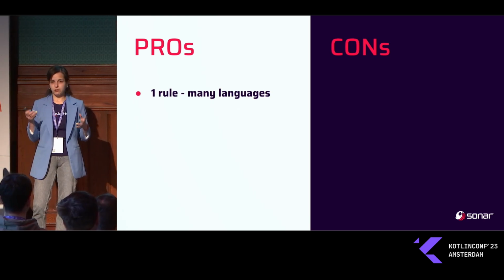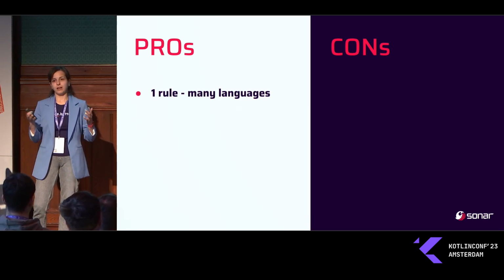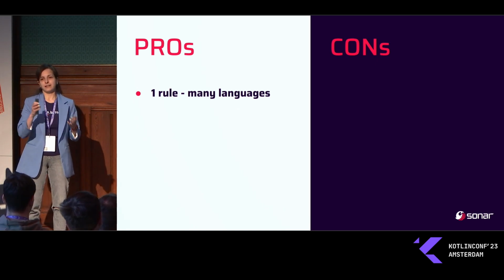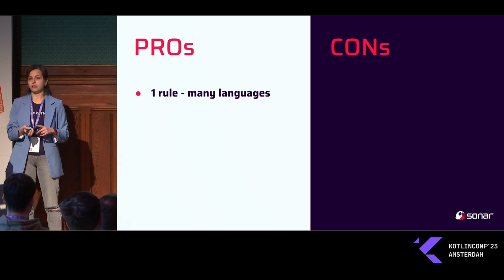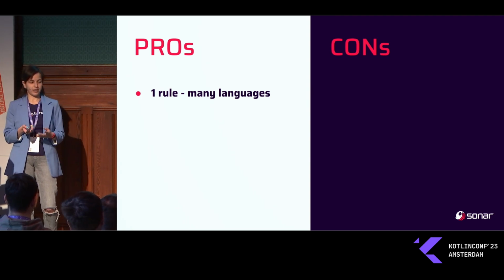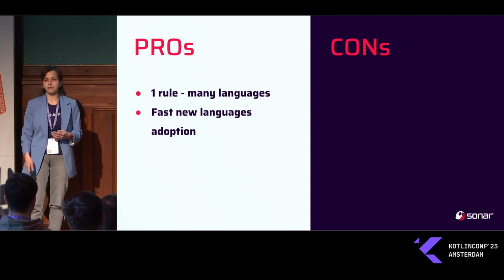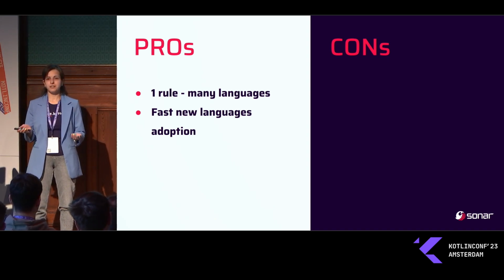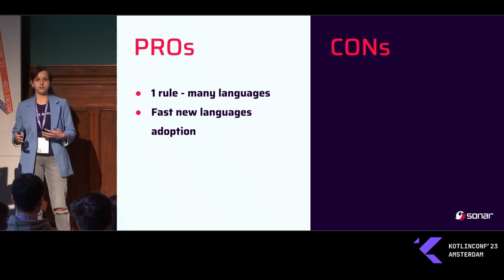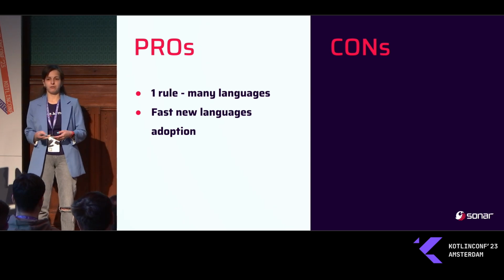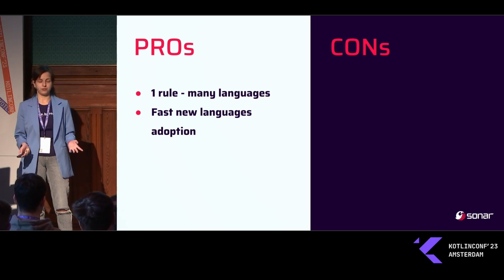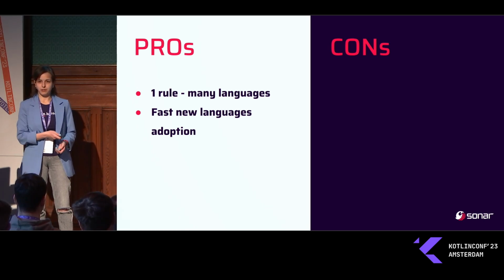First of all, you write one rule, and then it's available in many languages. We wrote one rule, and then it's present in Scala, Kotlin, Go, and Ruby. Then, if you want to add a new language, for example, if tomorrow we decide to support Rust, we just need to write a converter to our Slang tree, and that's it. Immediately, out of the box, we have like 40 rules. And that's it about the pros.